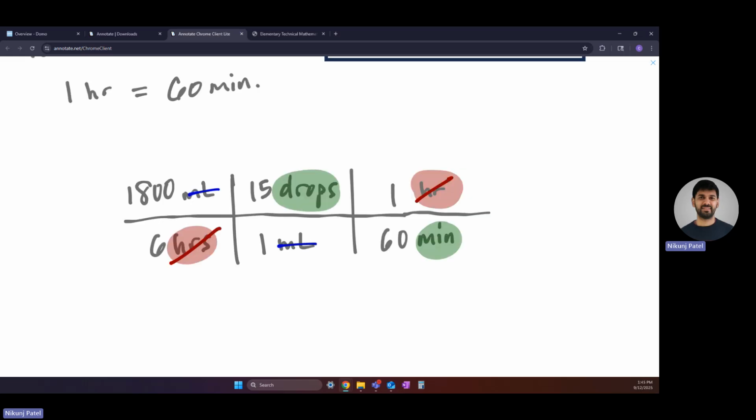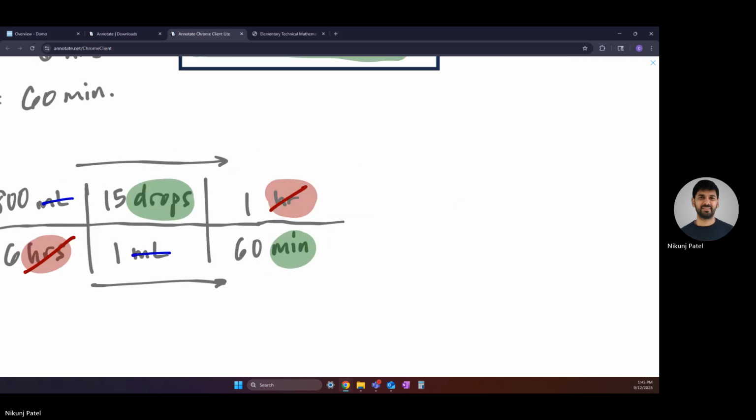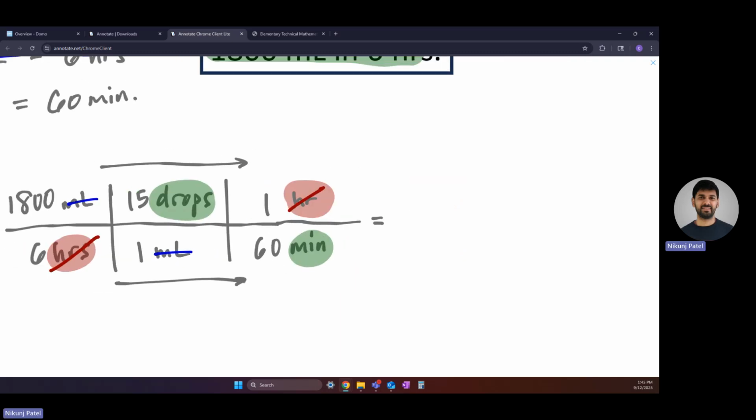So now let's follow the process and multiply across the top and the bottom. When you multiply across the top, you should end up getting 27,000.